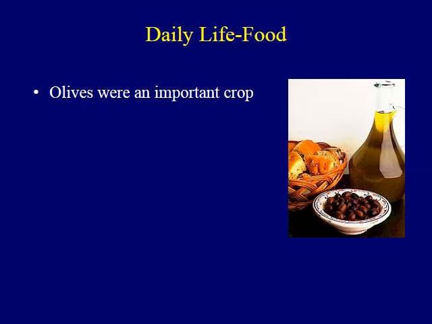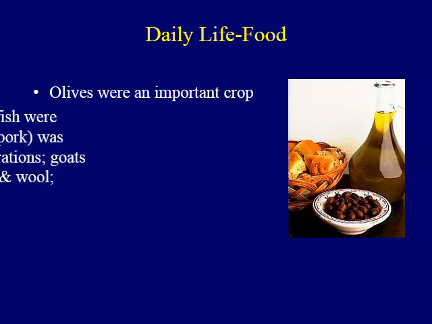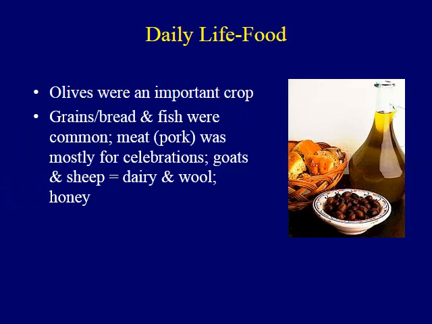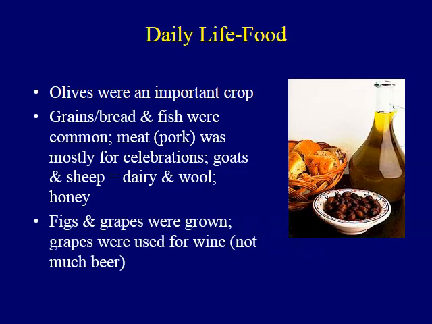The basis for their diet was bread. A variety of grains would have been used in it. As far as protein goes, fish would have been fairly common, and possibly pork, but pork would have been most common with celebrations. They did keep goats, but those were used mainly for dairy, as well as for shearing the goats and sheep for wool. Honey was used to sweeten their foods. Figs and grapes were grown, but not necessarily just to eat. The grapes were used for wine.